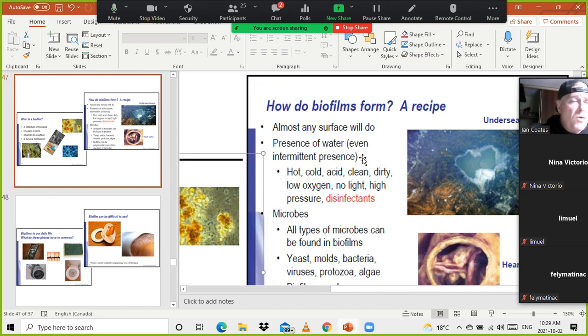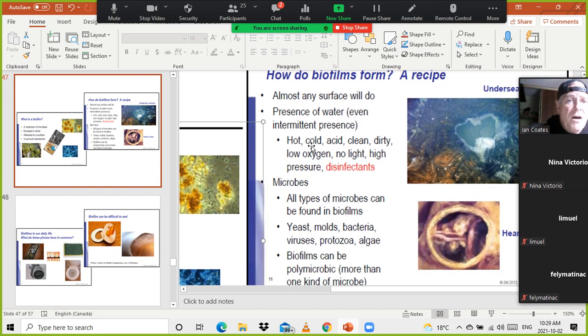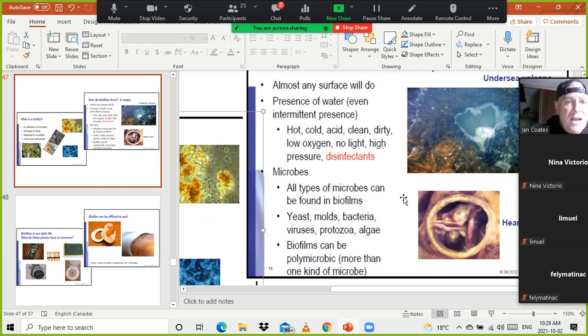So almost any surface will do. Okay, the presence of water helps. Okay, hot, cold, acid, clean, dirty, low oxygen, no light, high pressure, disinfectants, it's all good. Okay, this biofilm there helps with these guys here. Microbes, all types of microbes can be found in a biofilm. Yeast, mold, bacteria, viruses, protozoa, algae. Okay, they all make these. Okay, biofilms can be polymicrobic. What does that mean? Could be more bugs in there than just one.